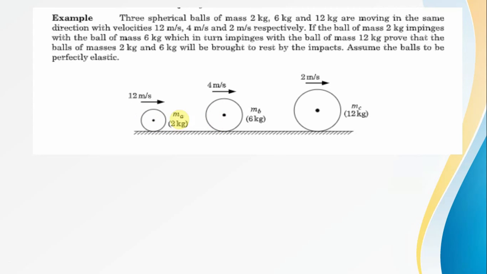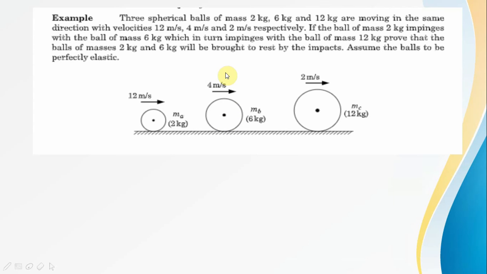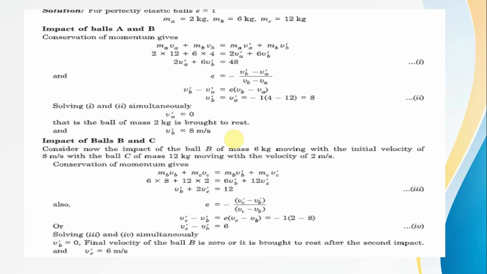And when this ball B impinges ball C, then ball B comes to rest and ball C starts moving with velocity 6 meter per second. So actually we had to prove this, that a ball of mass 2 kg and 6 kg will be brought to rest by the impact. So this we have proved. So the first question is finished.